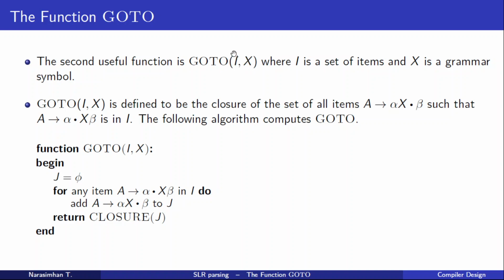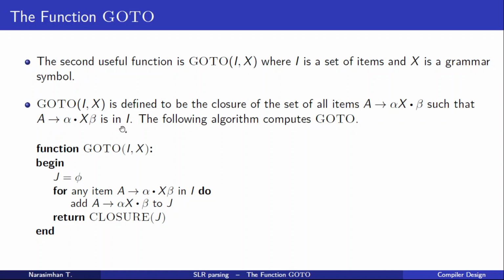Imagine you are in the state I. On reading the symbol X in that state, to which state should you go? That is given by goTo I comma X. Here X is a grammar symbol, that means it could be a terminal as well as a non-terminal. The goTo is defined like this: it is the closure of the set of all items A gives alpha X dot beta such that A gives alpha dot X beta is in I.